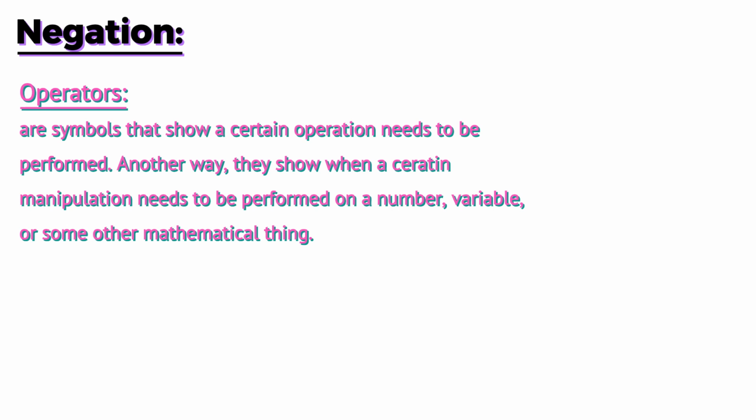Negations. There are things in math called operators. Operators are symbols that indicate when a certain operation should be performed. That is to say, when a certain action or manipulation needs to be performed on a number, a variable, or some other mathematical thing. There is an operator called a not operator, which looks like this. This takes an initial logic value, whether it was true or false, and reverses it.